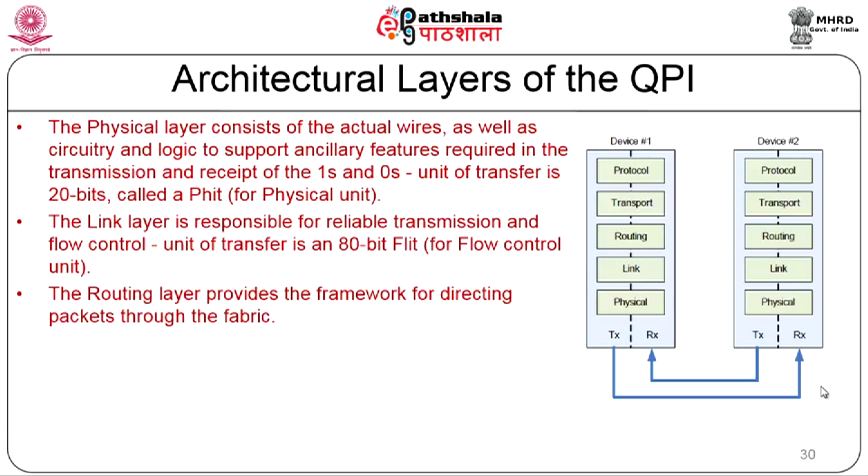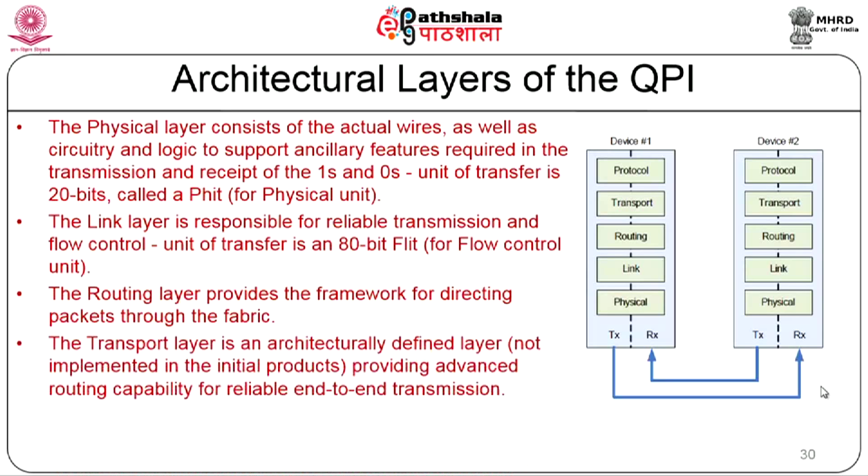The next layer is the link layer. The link layer is responsible for reliable transmission and flow control, and the unit of transfer in the link layer is an 80-bit FLIT for flow control unit. The third layer is the routing layer which provides a framework for directing packets through the fabric.